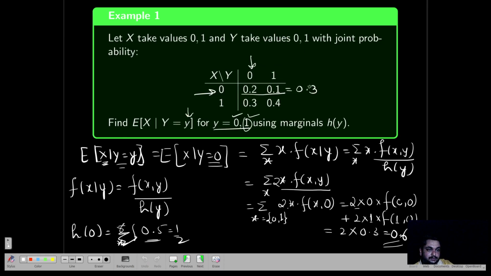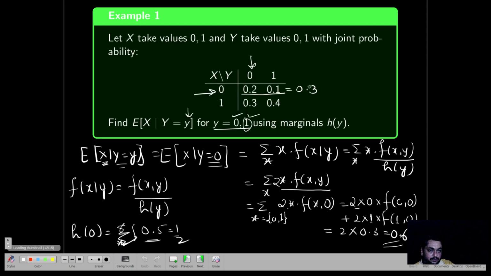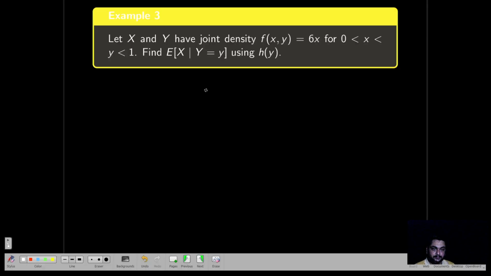So y has two values, 0 and 1. So y is 0 into f of 0 comma y divided by 0.3, plus y is 1, so here 0 is fixed and then f of 0 comma 1 divided by 0.3. f of 0 comma 1 is what? 0.2. 0.2 by 0.3 is equal to 2 by 3. We will see an example for joint density.